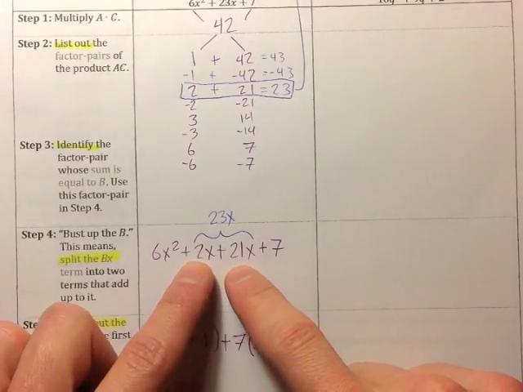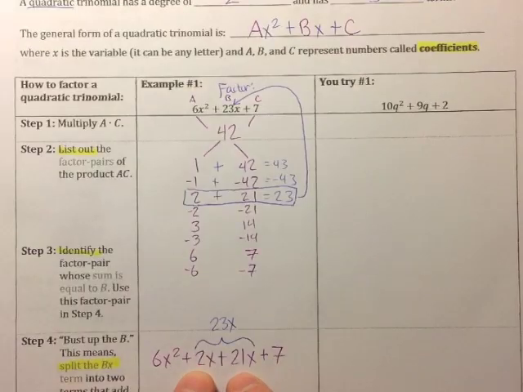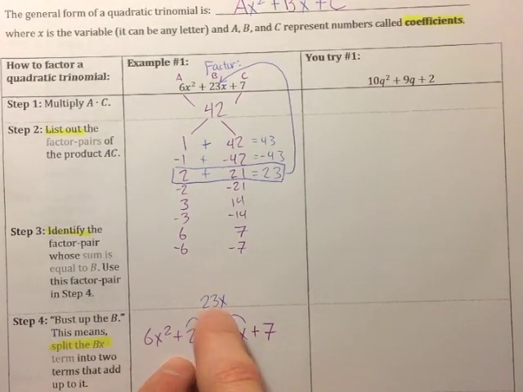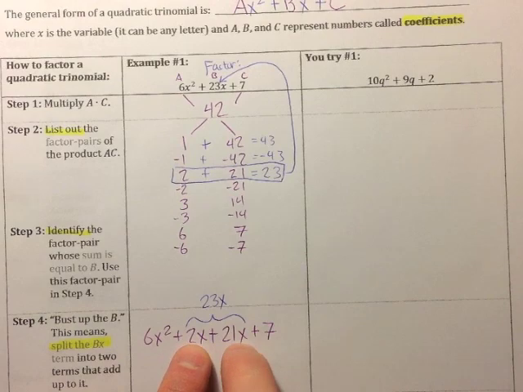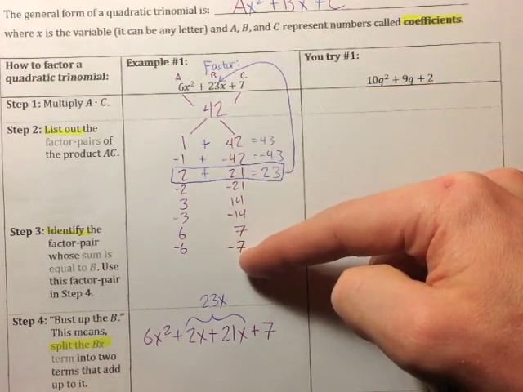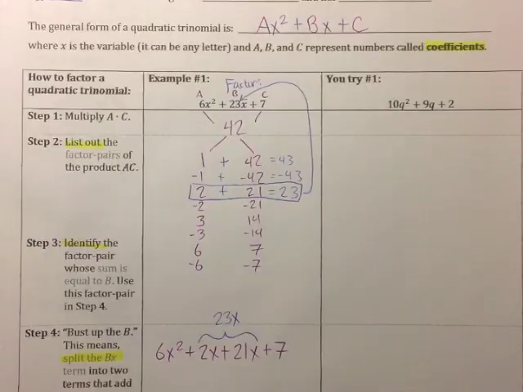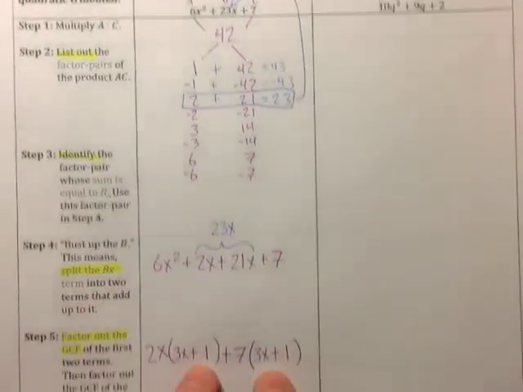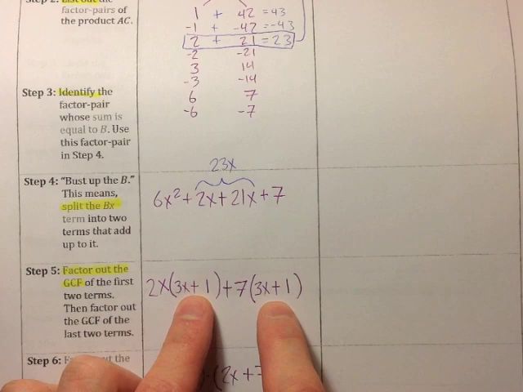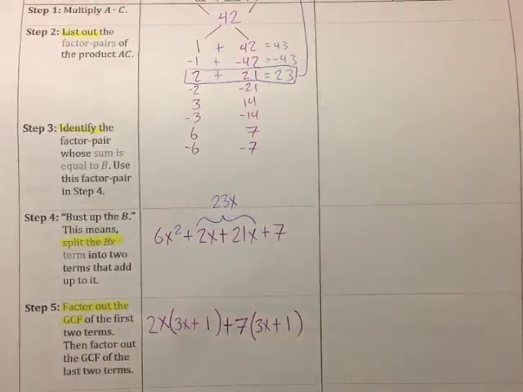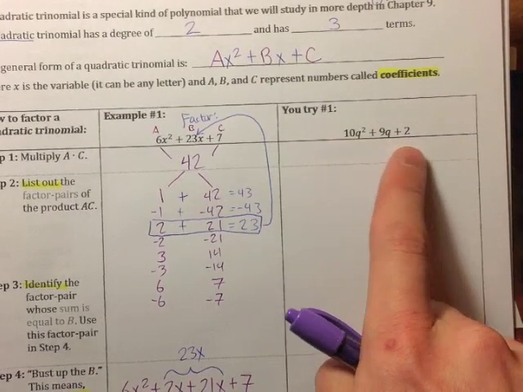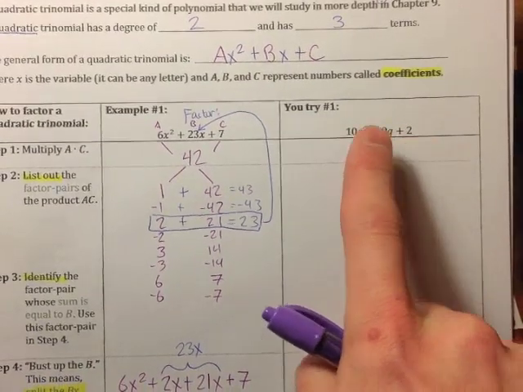Now, of course, the reason that we got a common binomial, 3x plus 1, is because of this little magic we did here. We knew that the best way to split up 23x into 2x plus 21x, out of all these possible ways to split up 23x, this way will lead to us having this common binomial of 3x plus 1. Okay? Now, what I want you to do now is try to factor this quadratic trinomial on your own.